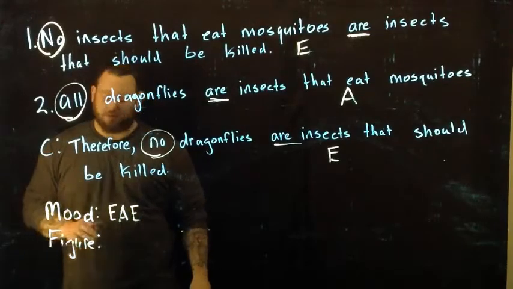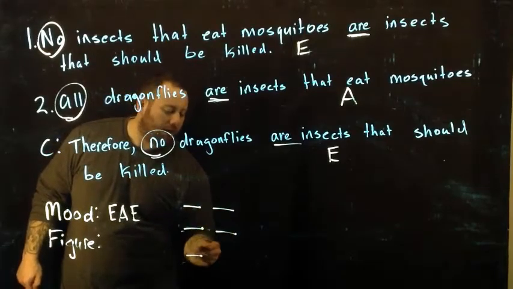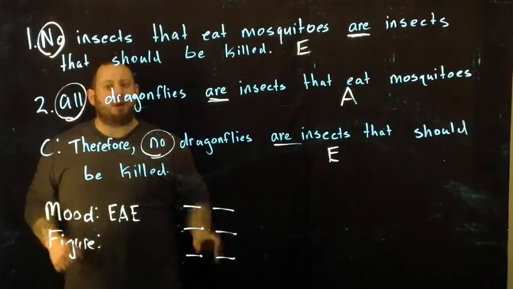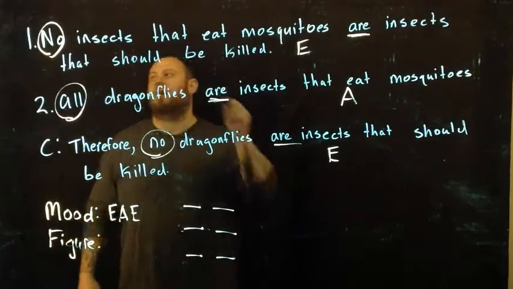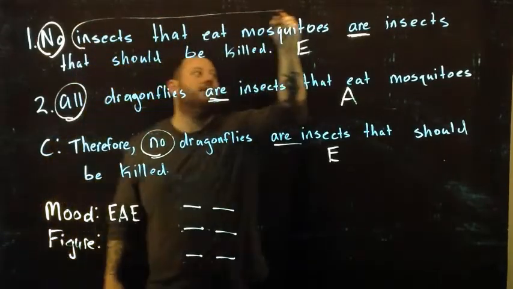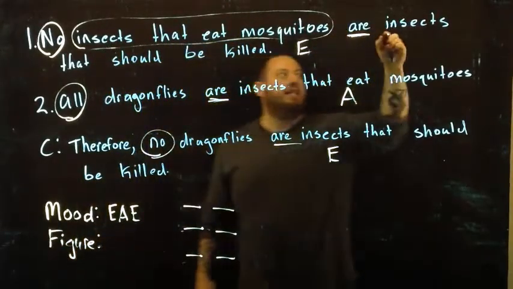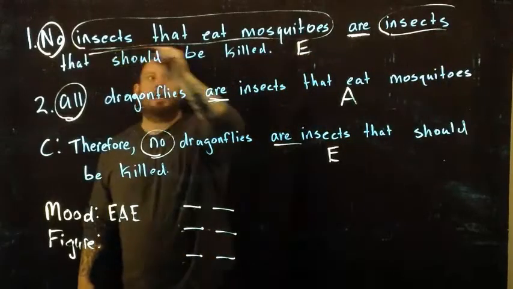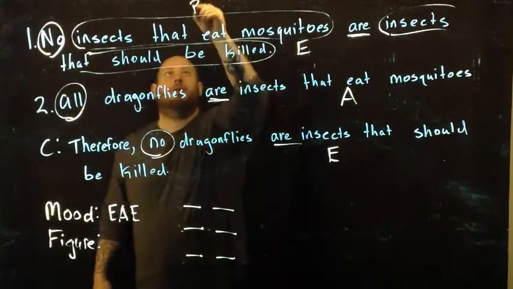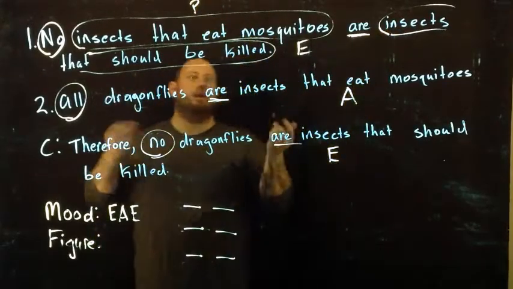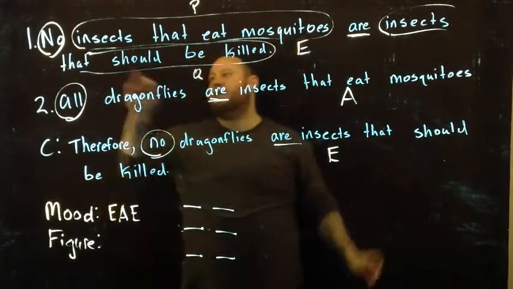Now we need to figure out the figure. Again, the first thing we're going to want to look for is the middle term. And the middle term, again, is the one that shows up in both premises but not the conclusion. So let's see what our terms are. First, we have this term, insects that eat mosquitoes. That's a term. We also have insects that should be killed. That's a term. So insects that eat mosquitoes can be described as P, and insects that should be killed, Q, right? No P are Q.